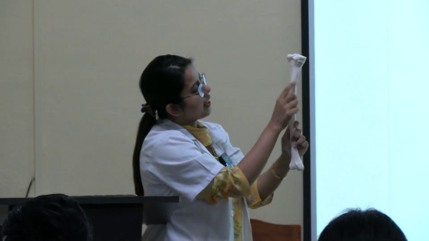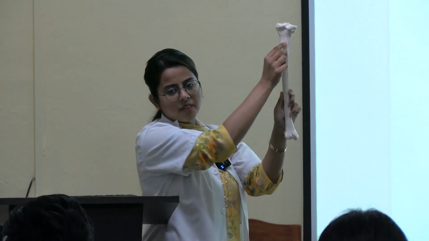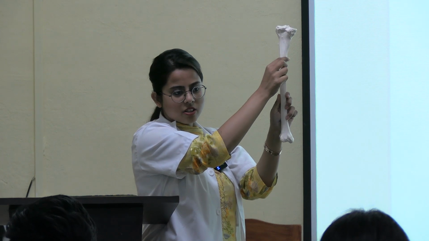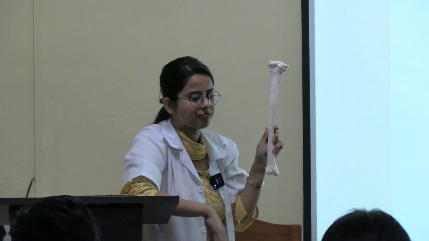You can see in the upper one-third part of the posterior surface there is a ridge going downward and towards the medial part. You can see this ridge. This is known as the soleal line.